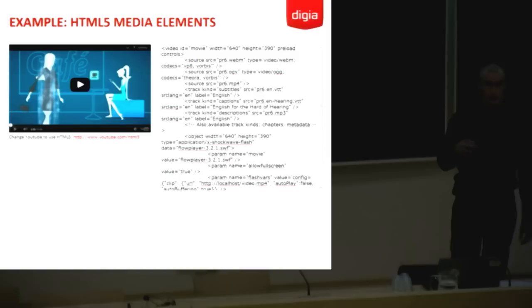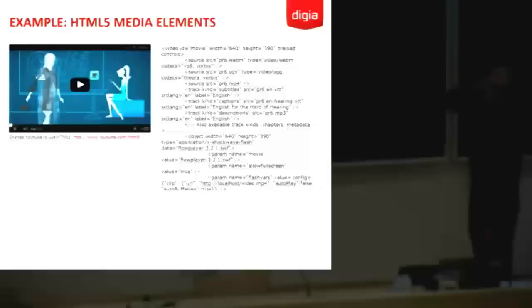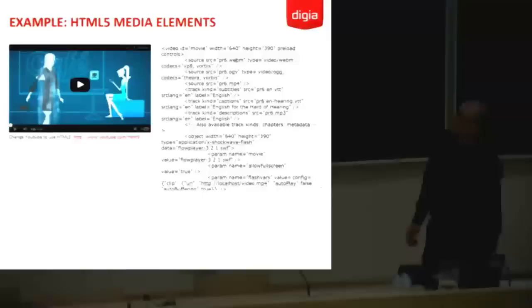First, we have to select the correct video that the browser can play. There are three types of video formats that are currently supported by the browsers. There are WebM, OGG, or MP4. These two are free formats. They're free to use. MP4 means, in this case, H.264, which is licensed.